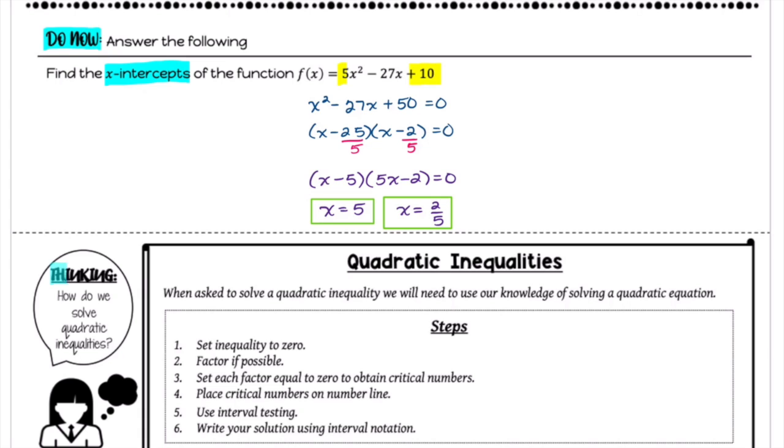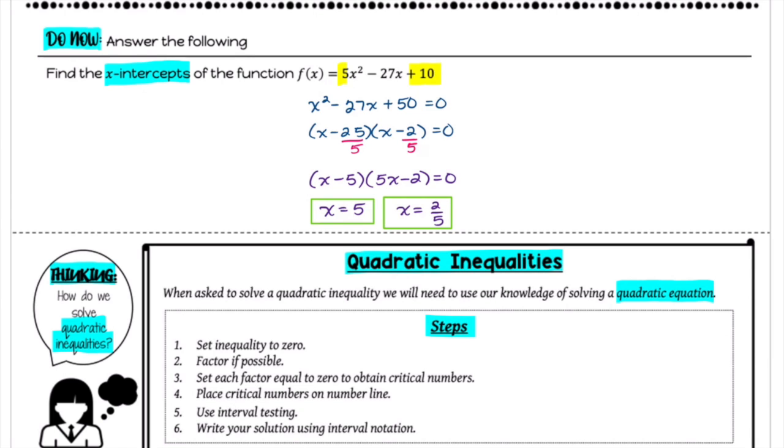Let's look at today's thinking. How do we solve quadratic inequalities? When asked to solve a quadratic inequality, we will need to use our knowledge of solving a quadratic equation. The steps: set the inequality to 0.